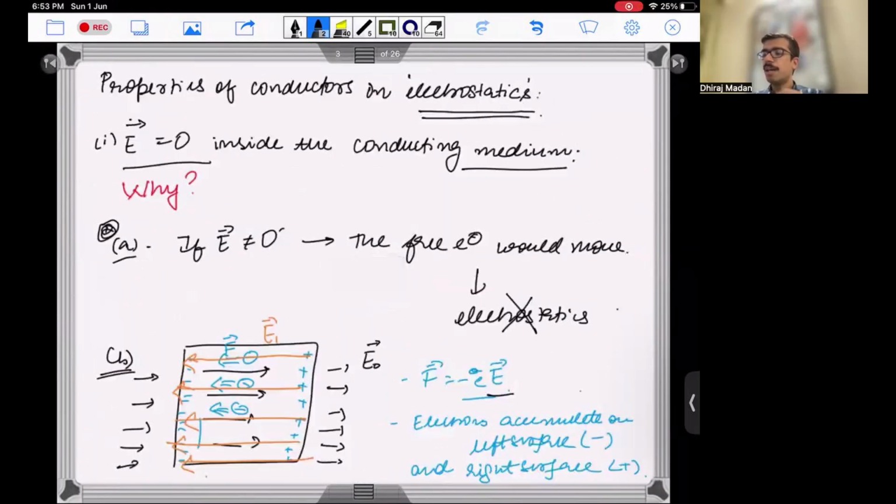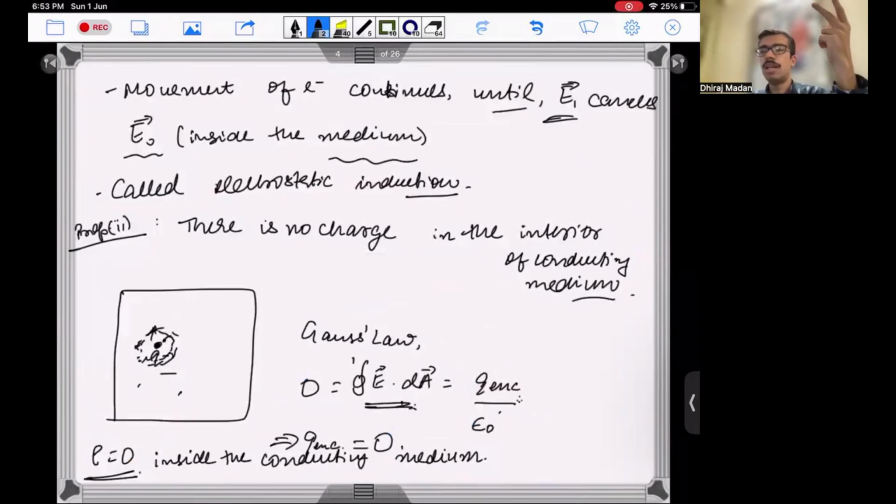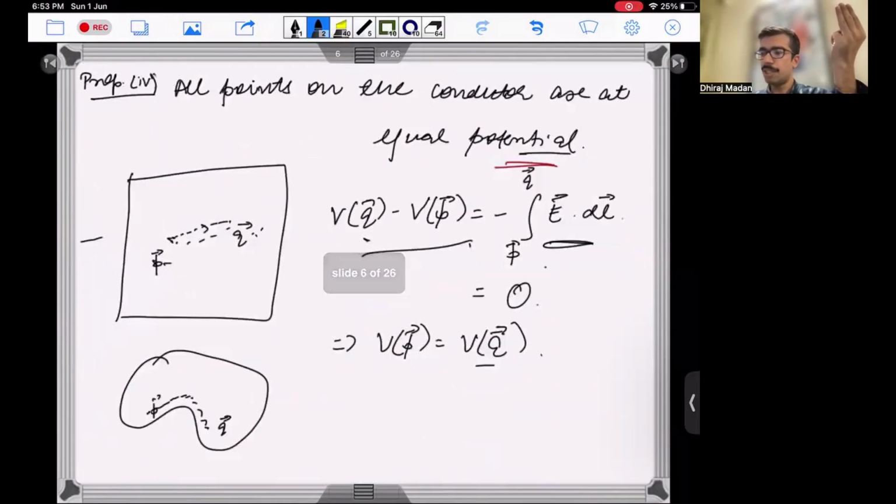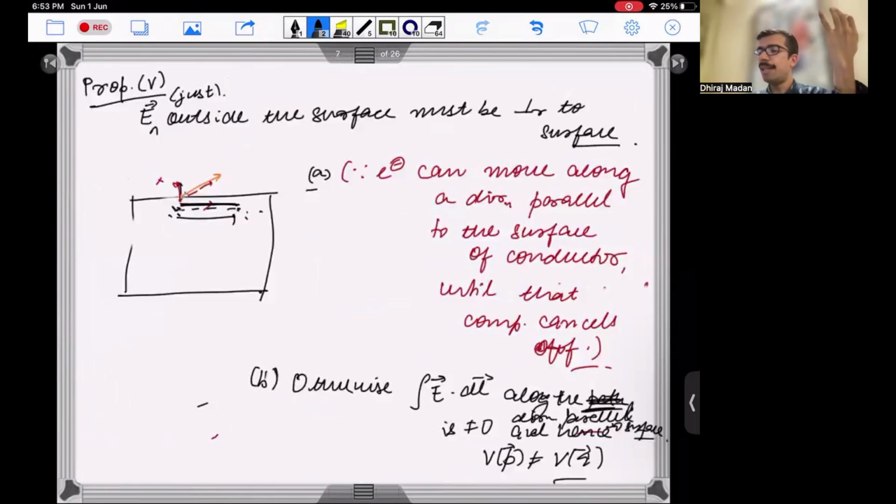Firstly, the electric field within the conducting medium is always zero. Secondly, there is no charge which can lie within the conducting medium. Thirdly, any charge on the conductor must lie on the surface of the conducting medium, because it cannot lie within the mass of the medium. Fourthly, all points on the conductor are at equal potential. And finally, the electric field outside the surface must be perpendicular to the surface. These were the 5 properties which we looked at in the first lecture of the series.